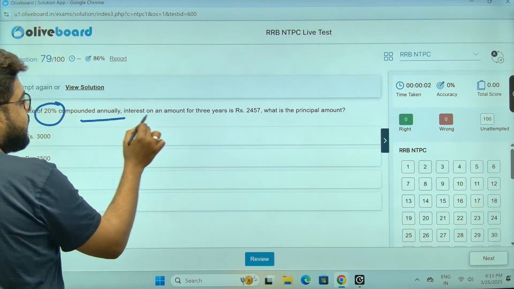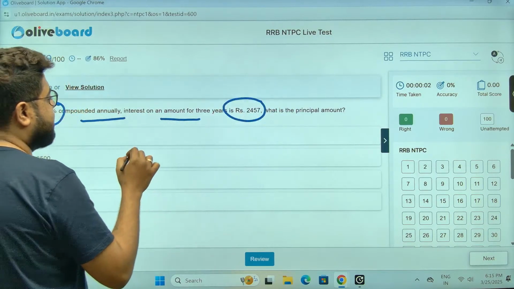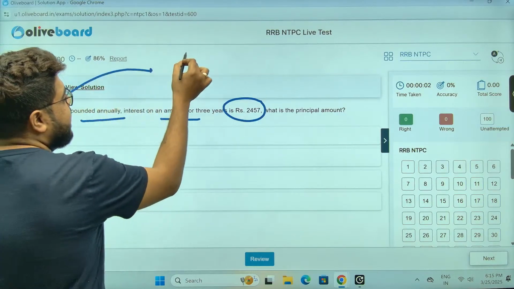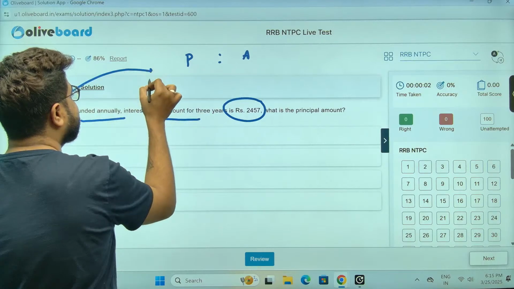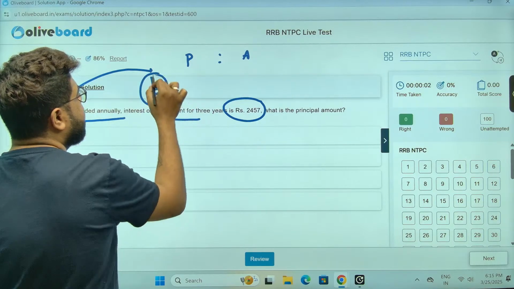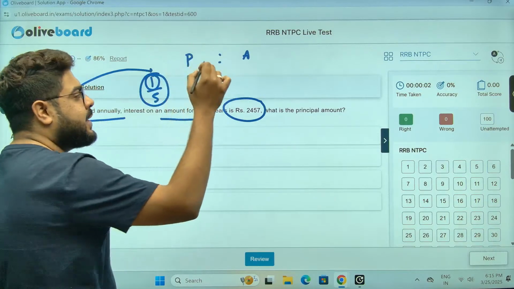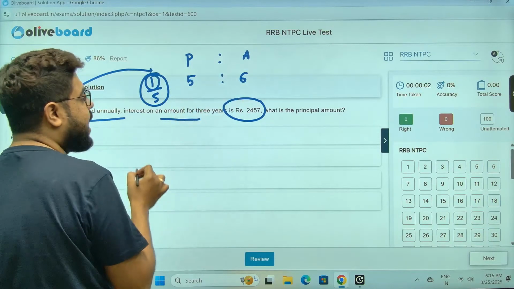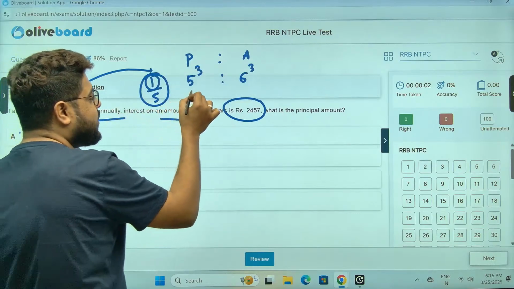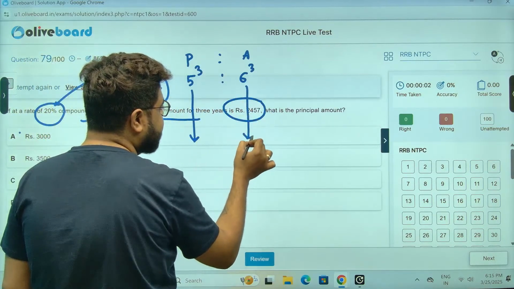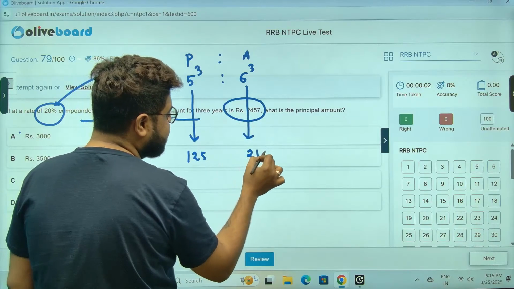20% compounded annually interest, this is the principal they are asking. Sir, always remember, 20% means principal to amount ratio. 20% means 1 by 5. That means for 5 rupees principal, the interest is 1 rupee, so the amount is 5 plus 1, 6 rupees. How many years, sir? 3 years, so cube. Put that in power. So your principal to amount ratio is coming out to be 125 is to 216.